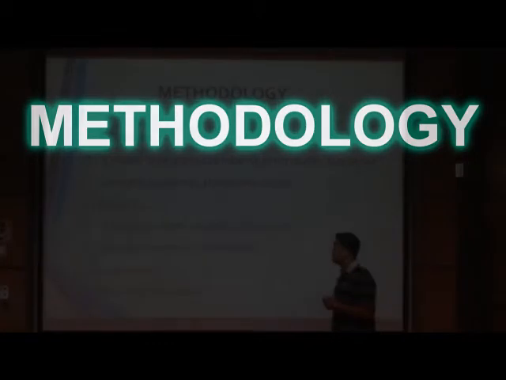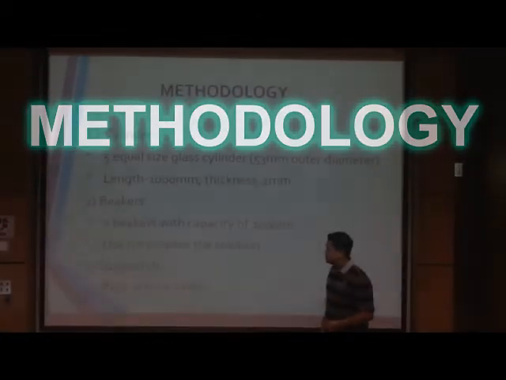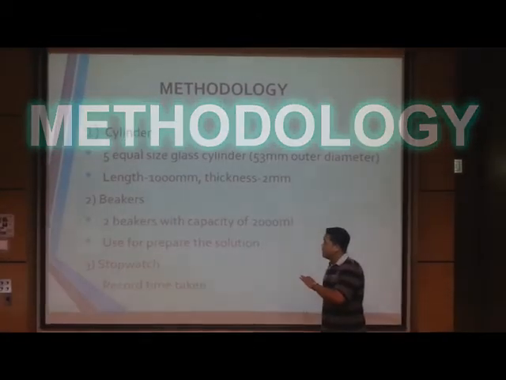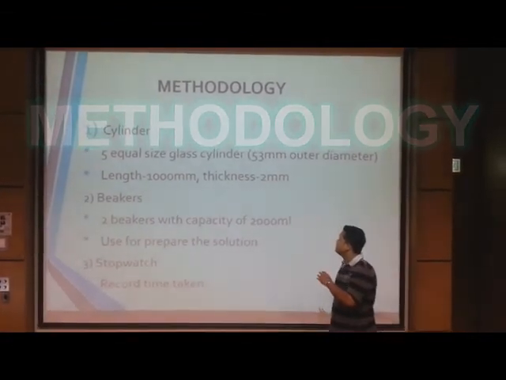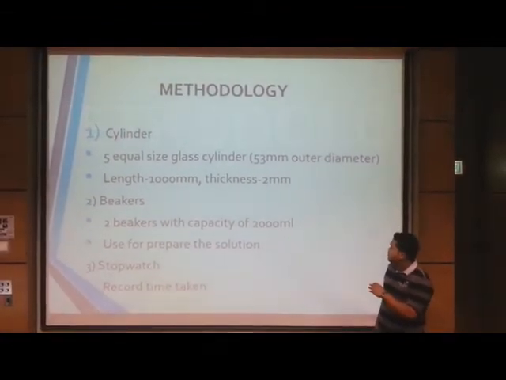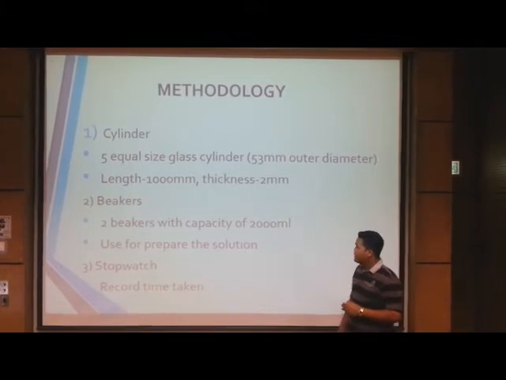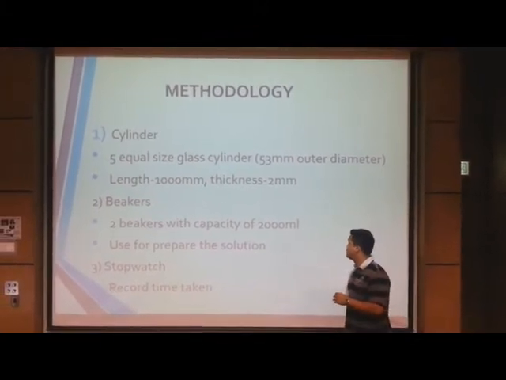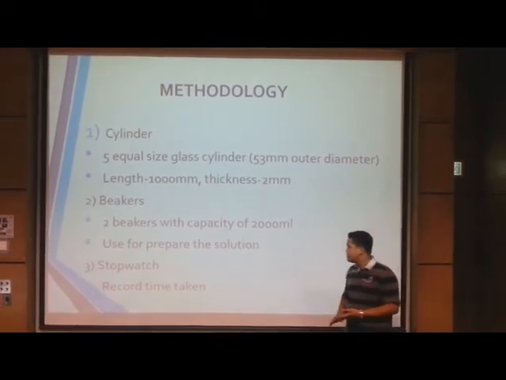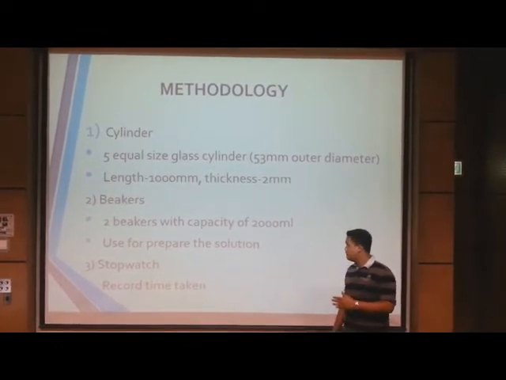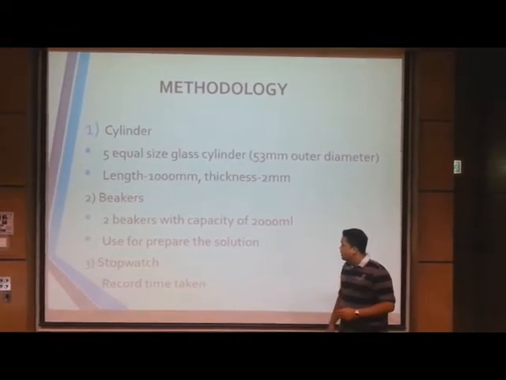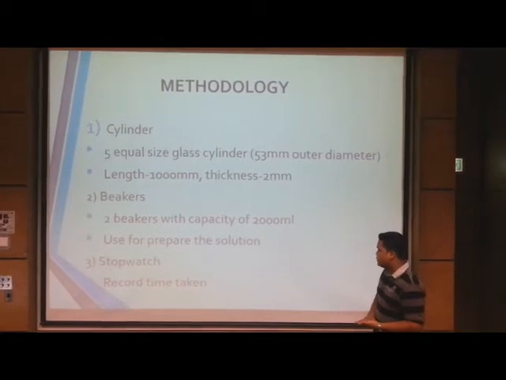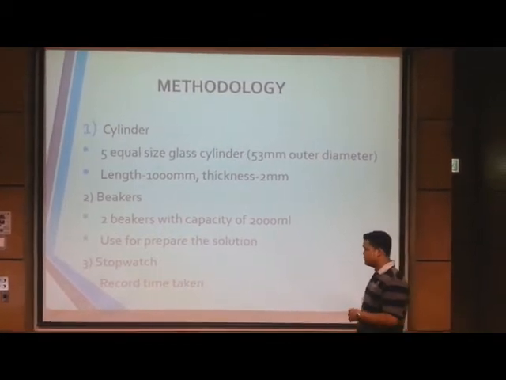Okay, for the methodology in the experiment, we use 3 important apparatus, which are stopwatch, beaker, and cylinder. We use 5 equal size glass cylinders, 53 mm outer diameter, with length 1000 mm and thickness 2 mm. The beaker is used to prepare the initial solution for the experiment, and the stopwatch we use to record the time taken for the experiment.